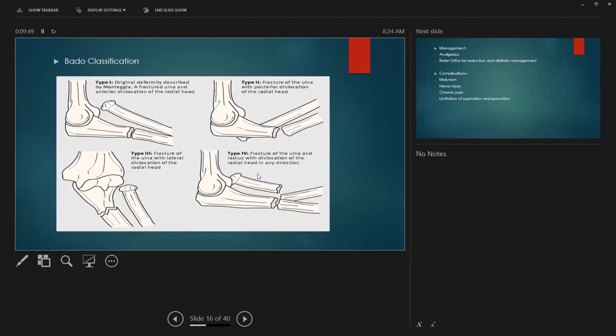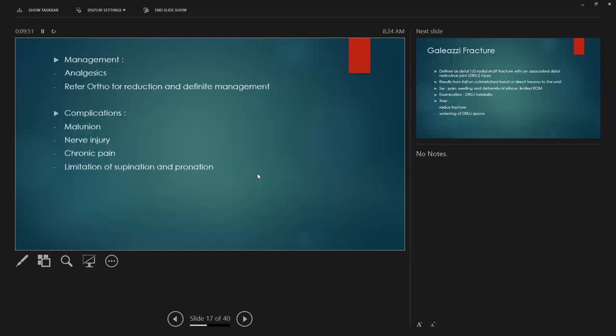So for management, we will give the patient analgesia for the pain, and then we refer to ortho for reduction and definitive management. So complications, if we miss a Monteggia fracture, the patient will have malunion of the fracture and nerve injury, as I mentioned earlier, posterior interosseous nerve injury that we have to emphasize, and then the patient will have chronic pain if you miss the fracture, and limitation of ROM of the supination and pronation of the elbow.